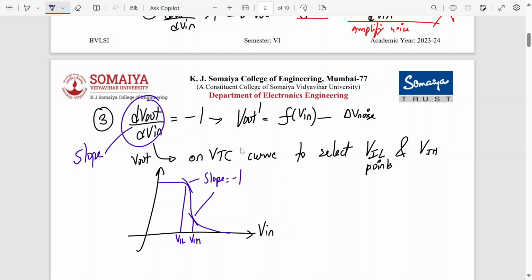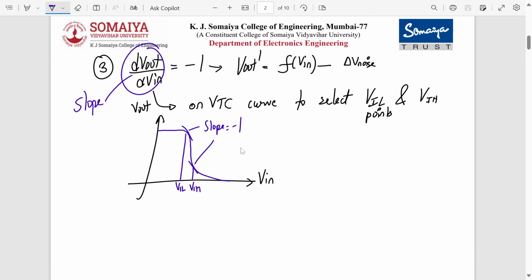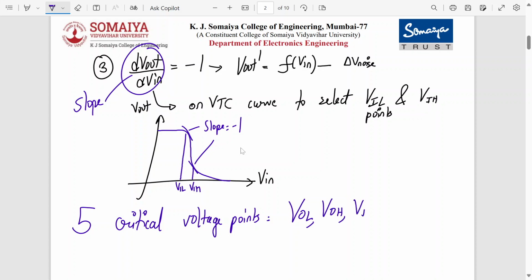So from now on, for any inverter circuit, our focus is to find 5 critical parameters on the VTC curve. Which are the 5 critical parameters? VOL, VOH, VIL, VIH and VTH. That will fully describe the DC input output characteristics of my inverter, and it will tell me the location of the noise margin levels. So our goal is to accurately estimate these critical parameters and the noise margin levels. What are the 2 noise margin levels? Noise margin high and noise margin low.